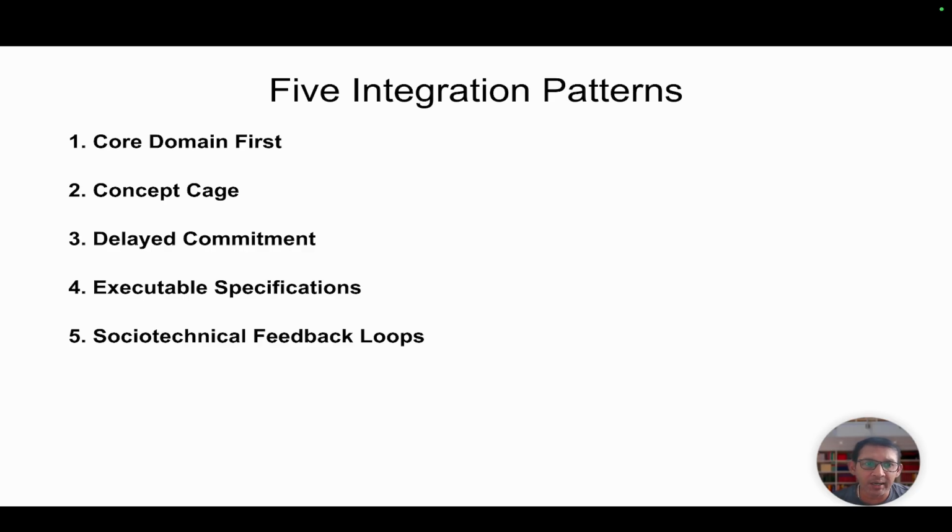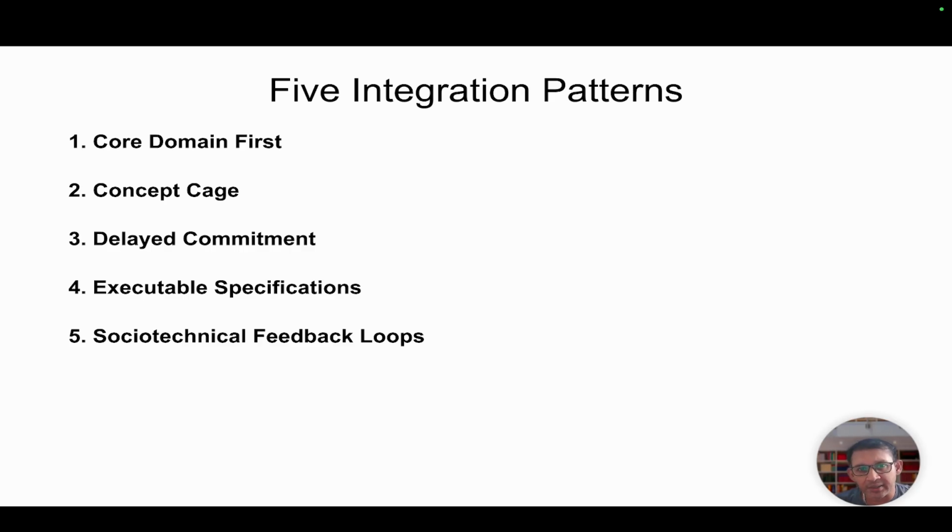This works well when you can identify a stable core but expect a lot of peripheral features to be added over time. The second pattern is called concept cage. You place each major domain concept behind a service boundary. Teams working within a service use rich domain models. Teams consuming the service use simple request response interfaces based on user stories. This is perfect for microservices architectures where different teams own different domains with different levels of stability and complexity.